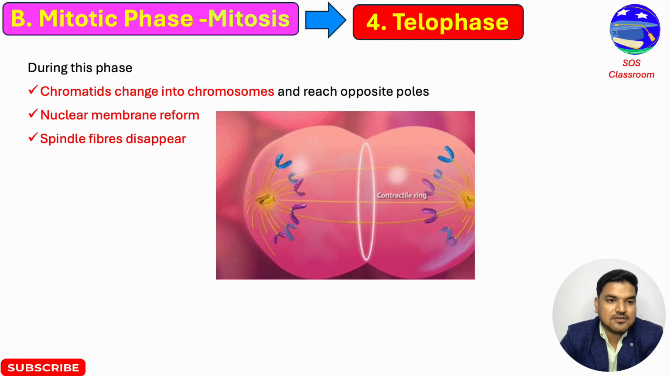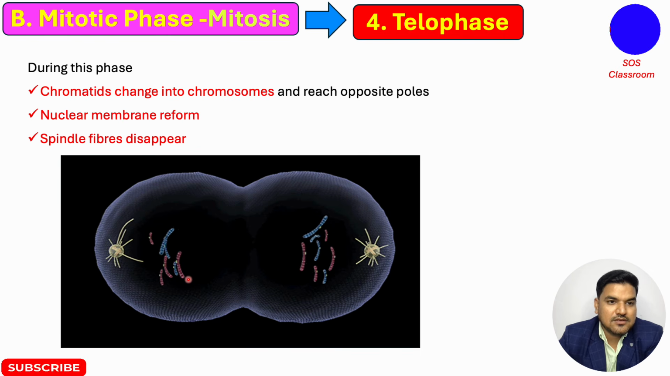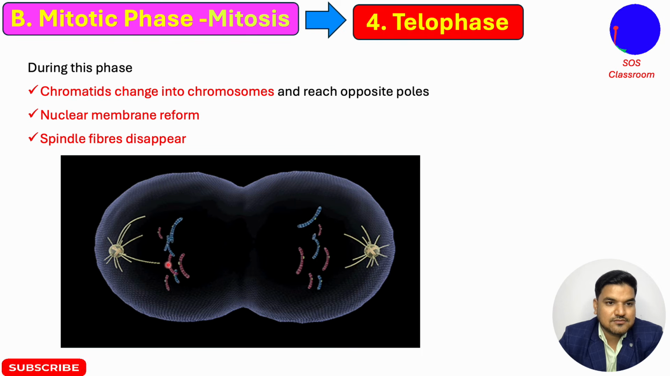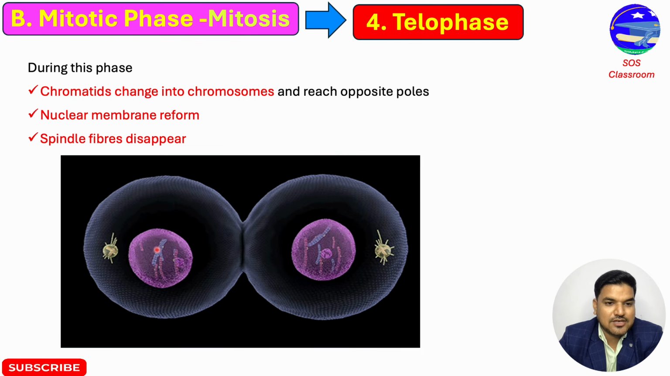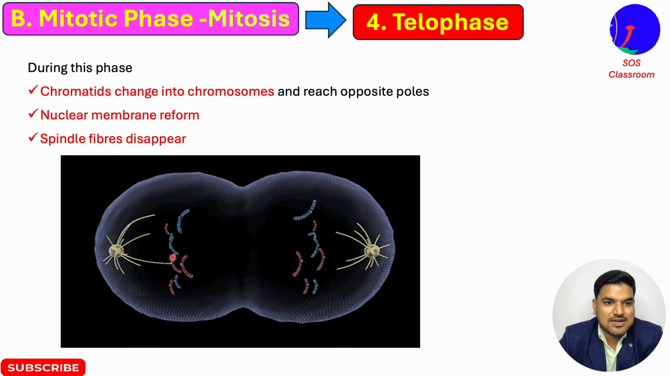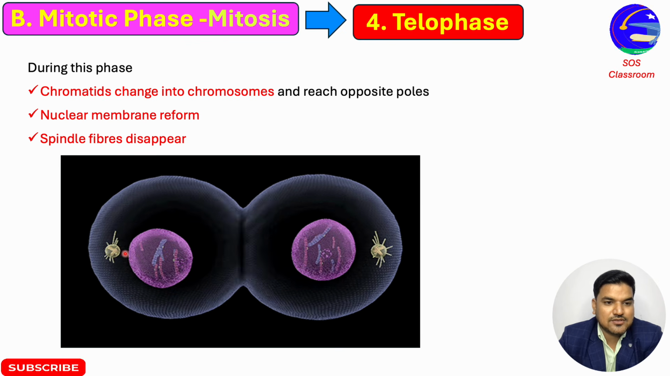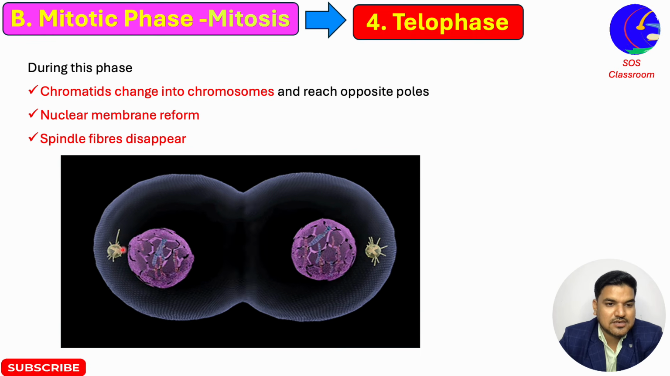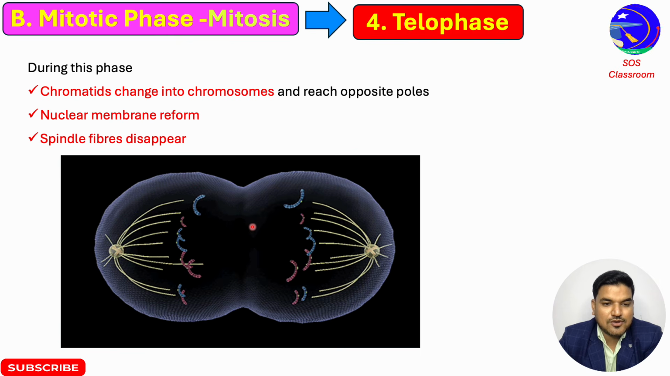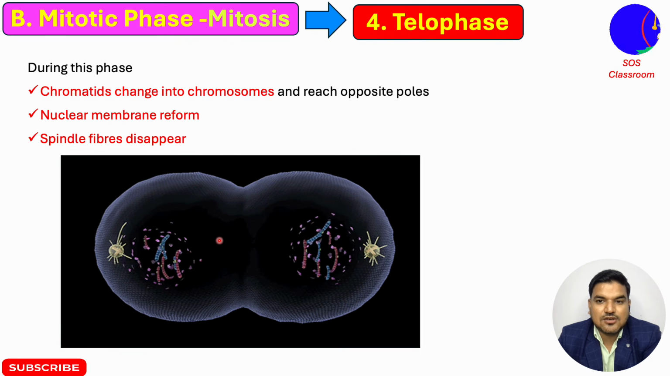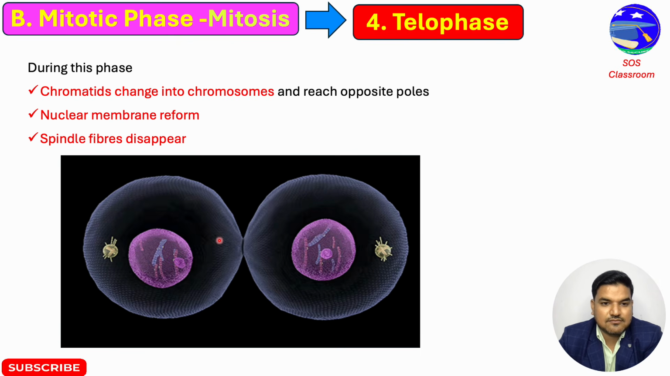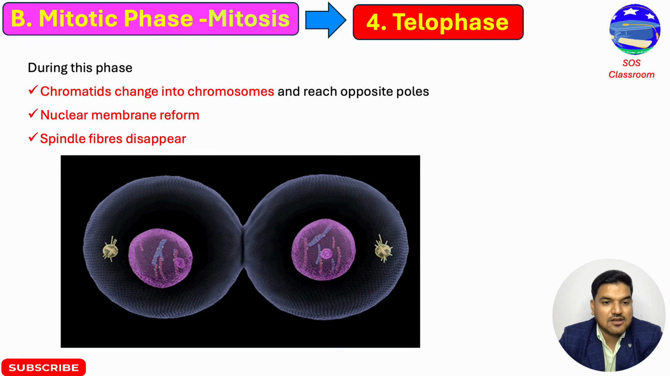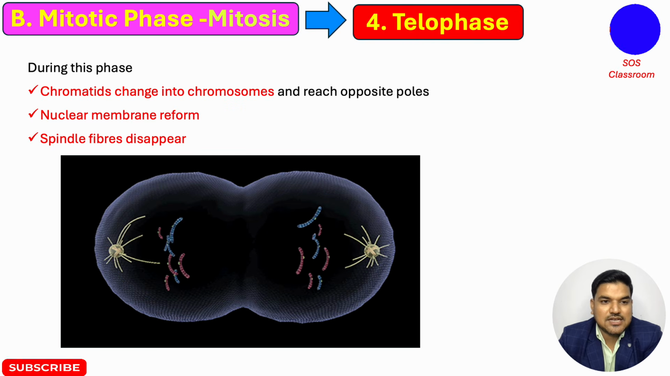You can see another animation. Formation of the nucleus. Chromatids change into chromosomes. The nuclear membrane forms again and spindle fibers disappear. You can see these are the spindle fibers and now they disappear. And now two identical daughter cells are formed. But there are no organelles present inside the cells, and the organelle formation occurs in cytokinesis.